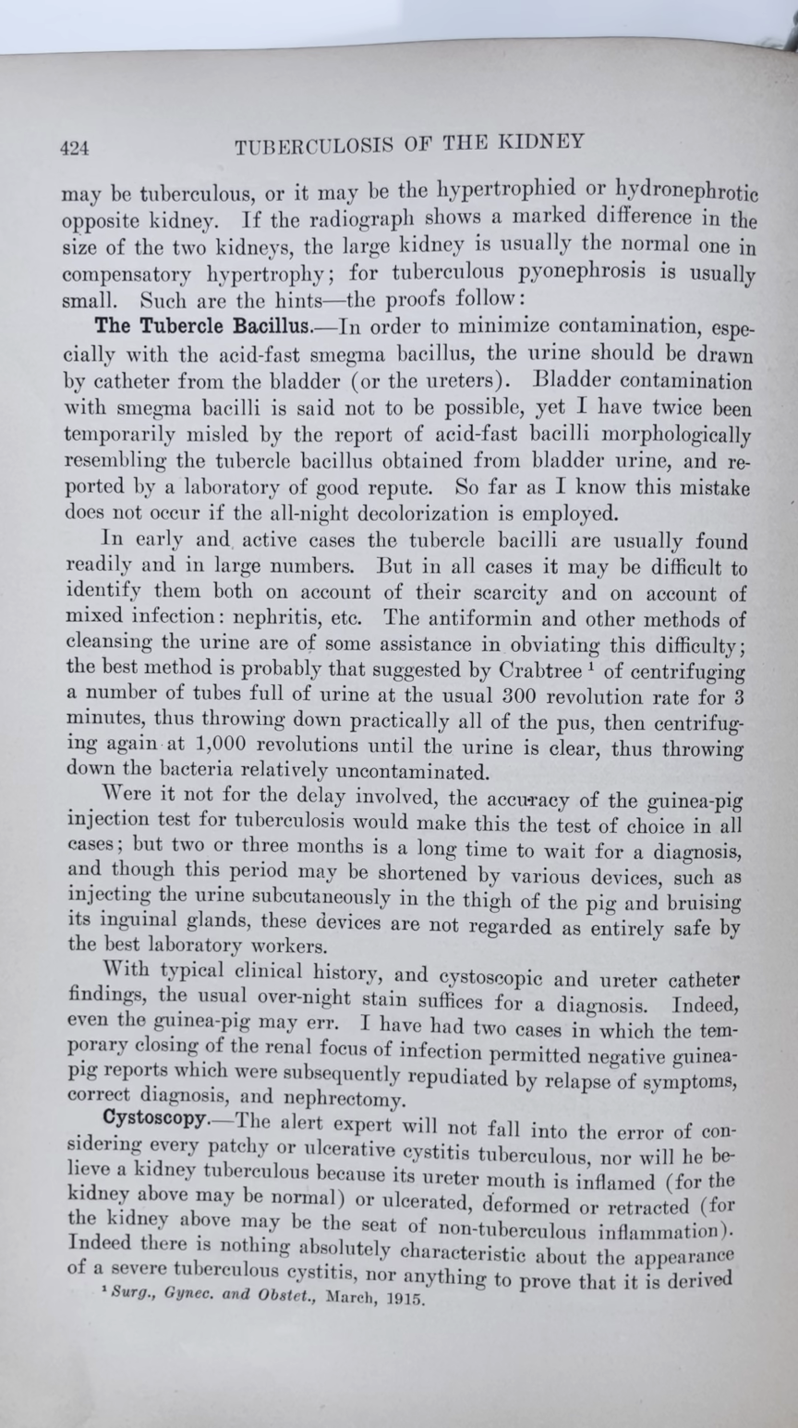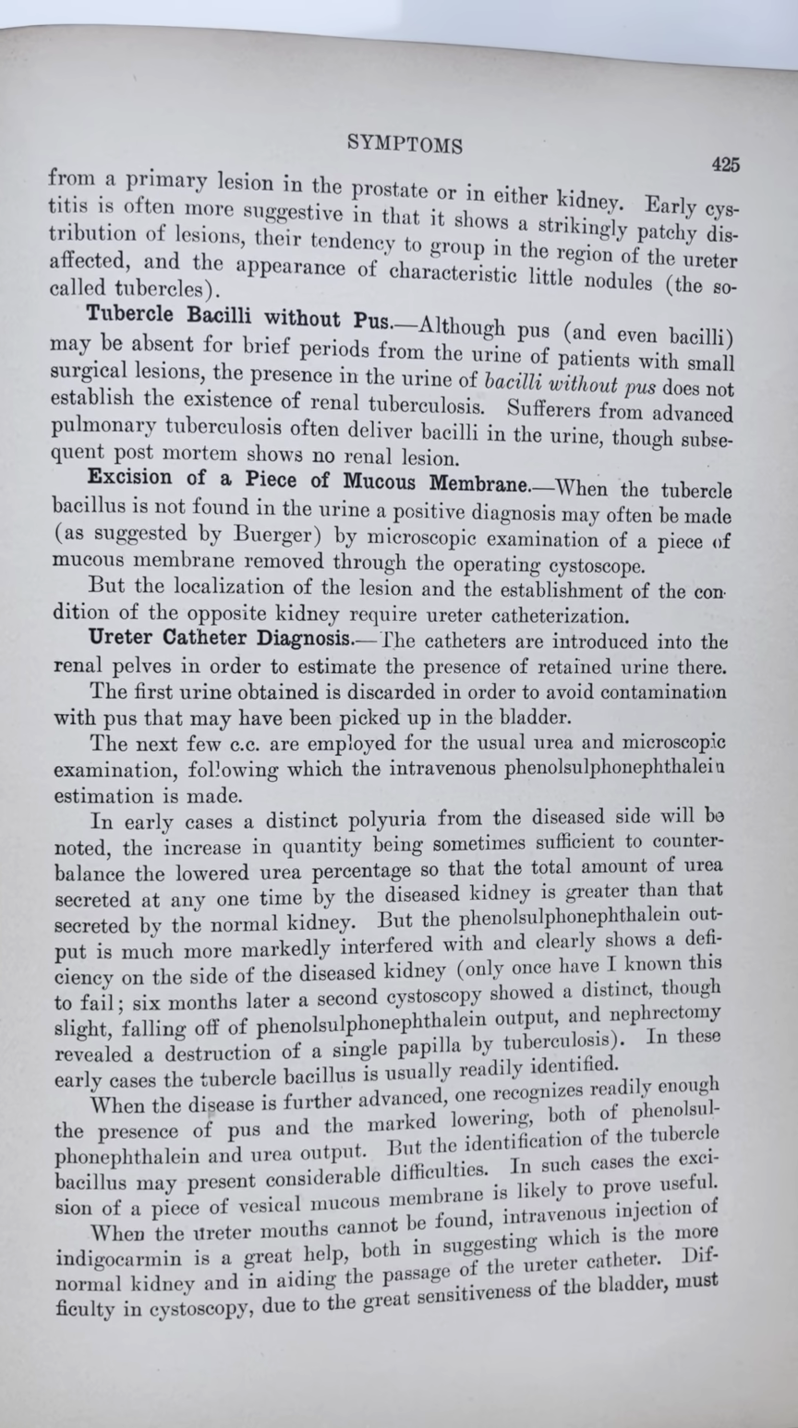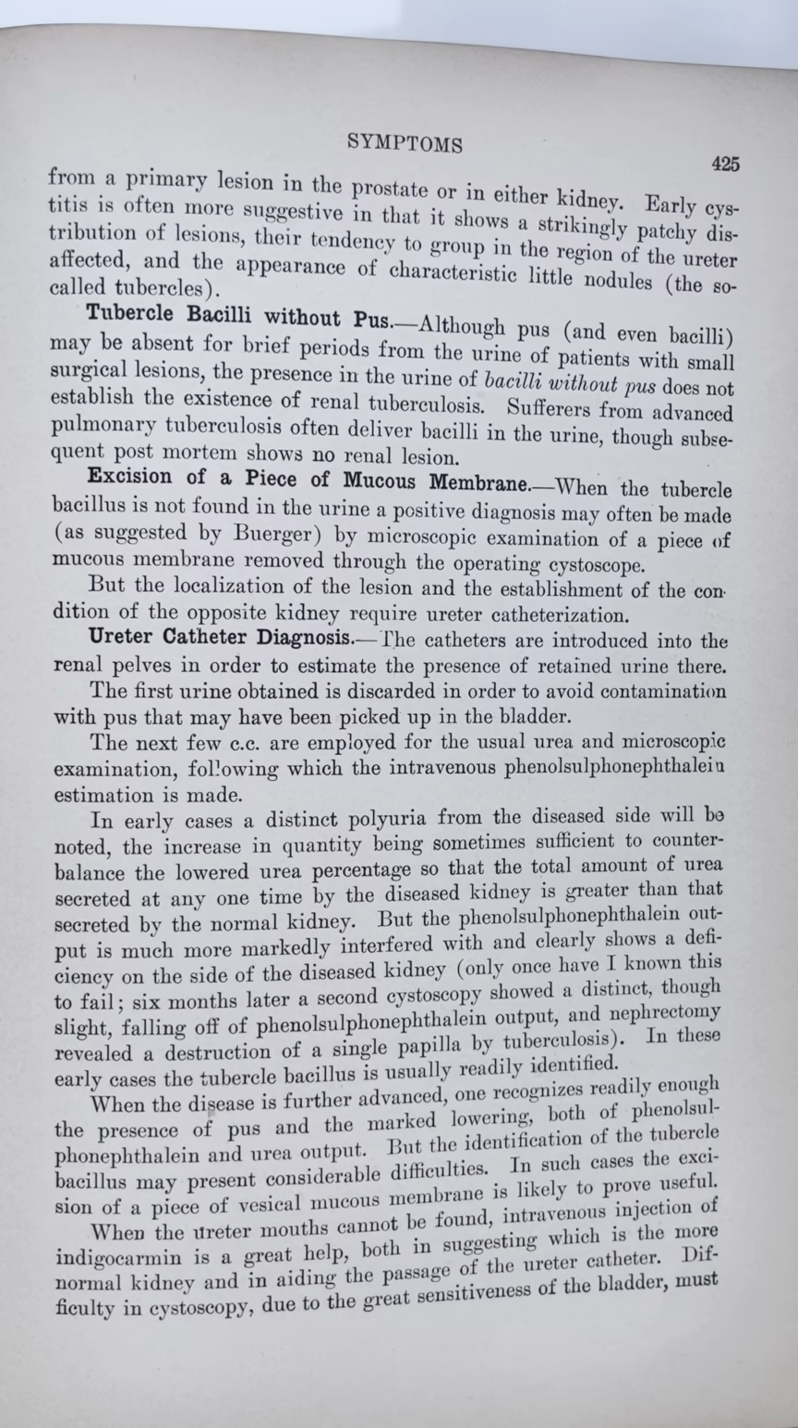Indeed, there is nothing absolutely characteristic about the appearance of a severe tuberculous cystitis, nor anything to prove that it is derived from a primary lesion in the prostate or in either kidney. Early cystitis is often more suggestive in that it shows a strikingly patchy distribution of lesions, their tendency to group in the region of the ureter affected, and the appearance of characteristic little nodules, the so-called tubercles.